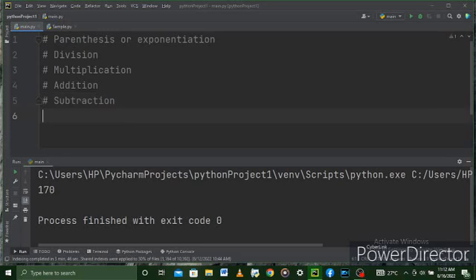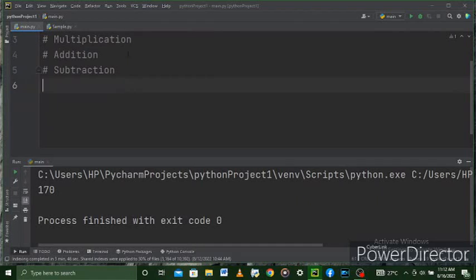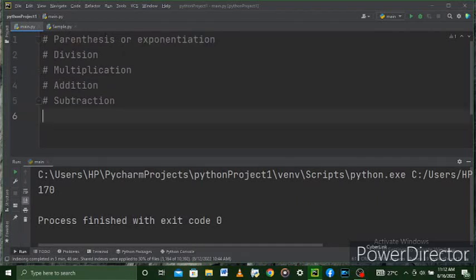So this is the order in which you are to execute your operation in case more than one operator appears in your operations. This is the format, this is the sequence of operation, this is the order. So when you see more than one, you follow this procedure. First of all, check for parentheses, exponentiation, division, multiplication, addition, and subtraction.